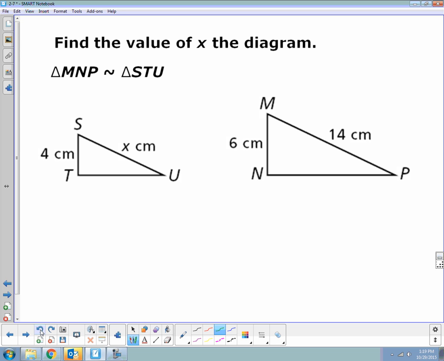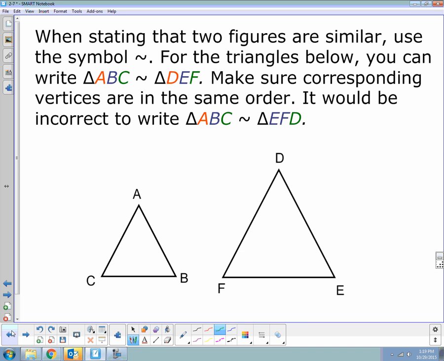So, did I skip a page? I did. I'm sorry. I will put this in here too. Again, some notation, some vocabulary. This tilde sign, a little squiggly sign there, that means similar. So we would say that triangle ABC is similar to triangle DEF. And that's what that notation says. That tilde sign, which, if you're looking at a keyboard, I think is the top left-hand corner, means similar to.